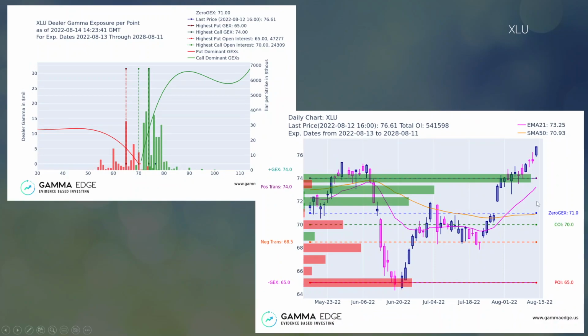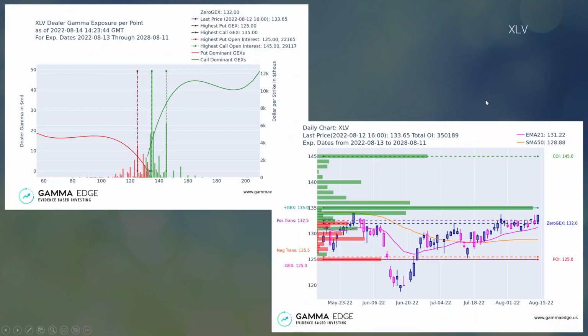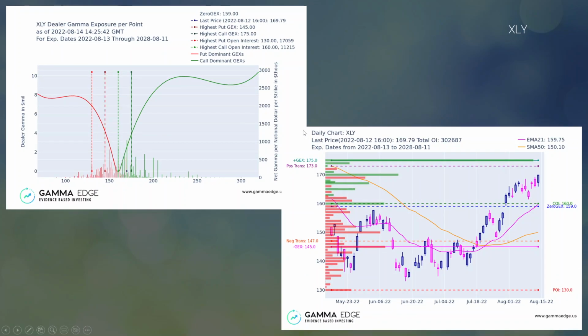XLU, again, price well above plus GEX. XLV, we did see price hold zero GEX, positive trend. Target would be plus GEX 135. Again, not a ton of room there though. We want to see this shift higher as well. XLY, kind of no man's land right here right now.